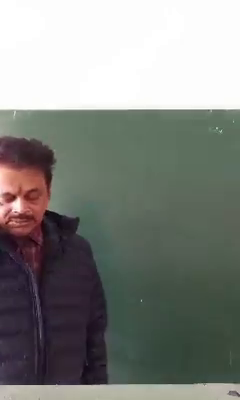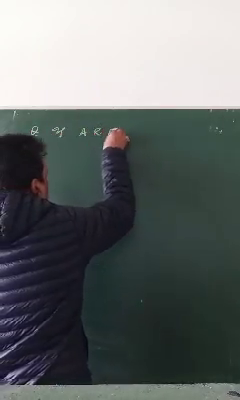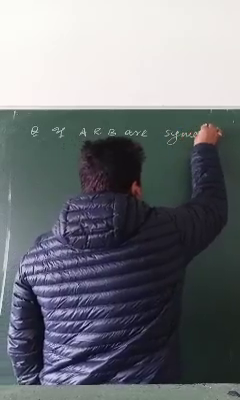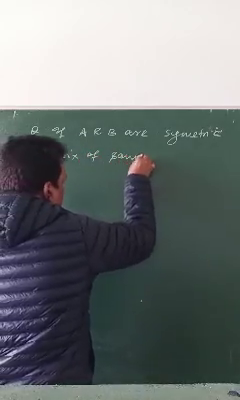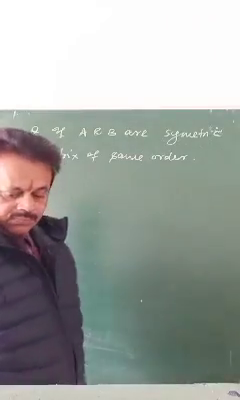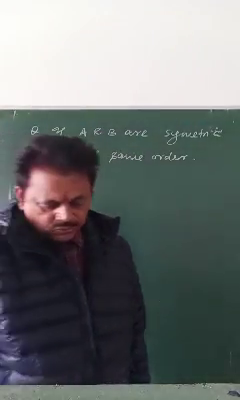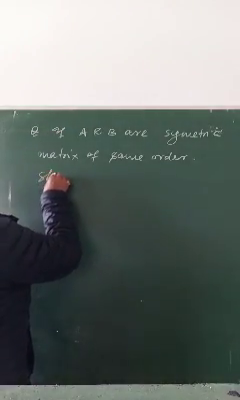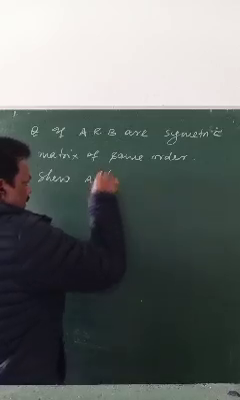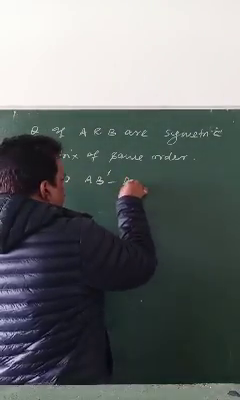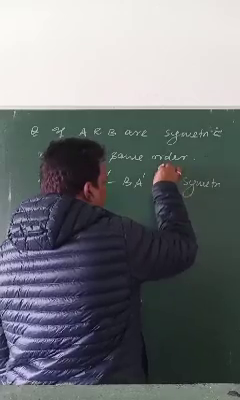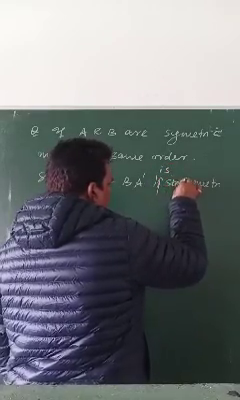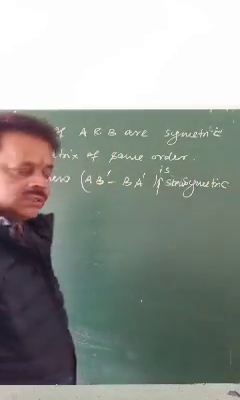Then comes up, if A and B are symmetric matrices of the same order, then AB transpose minus BA transpose is skew symmetric.